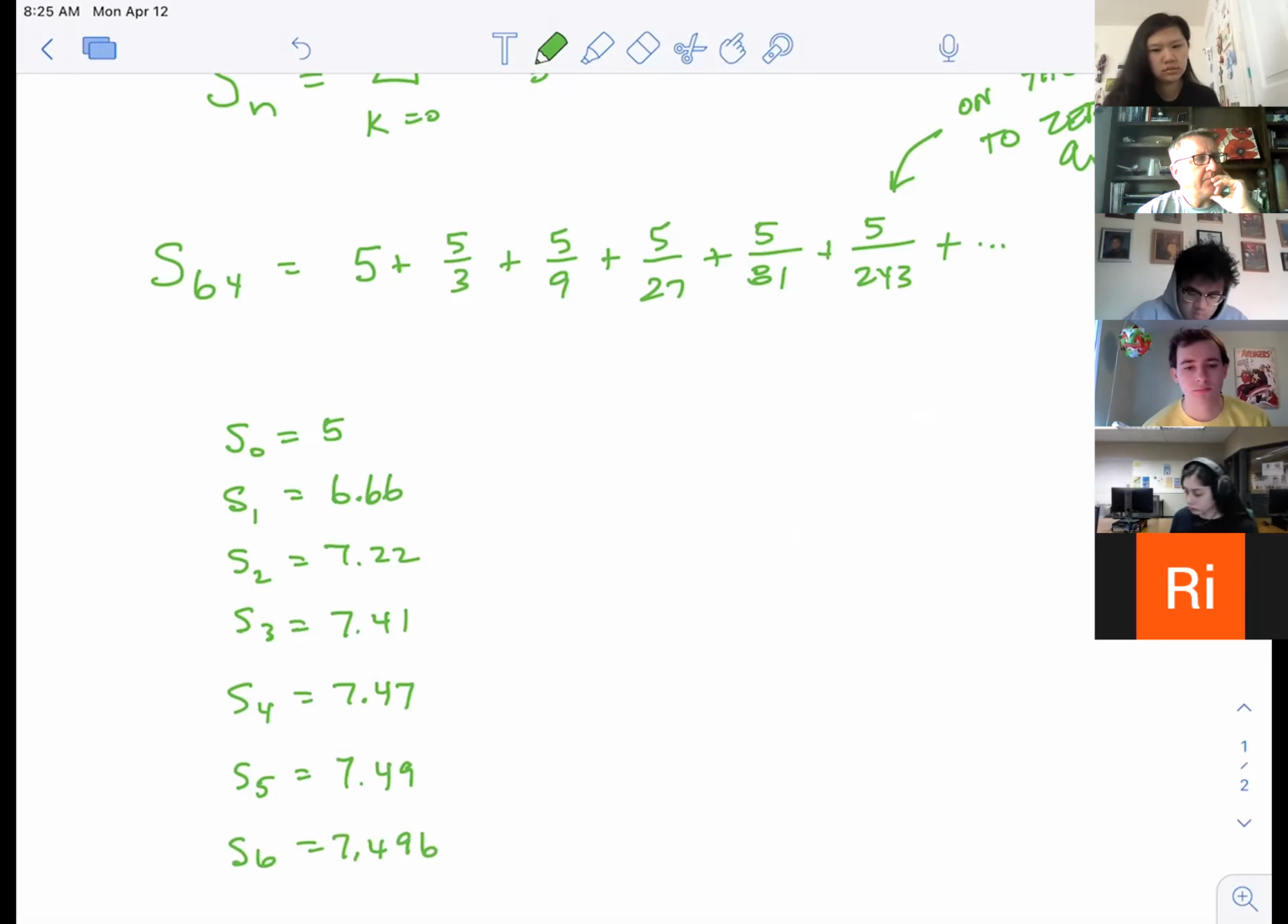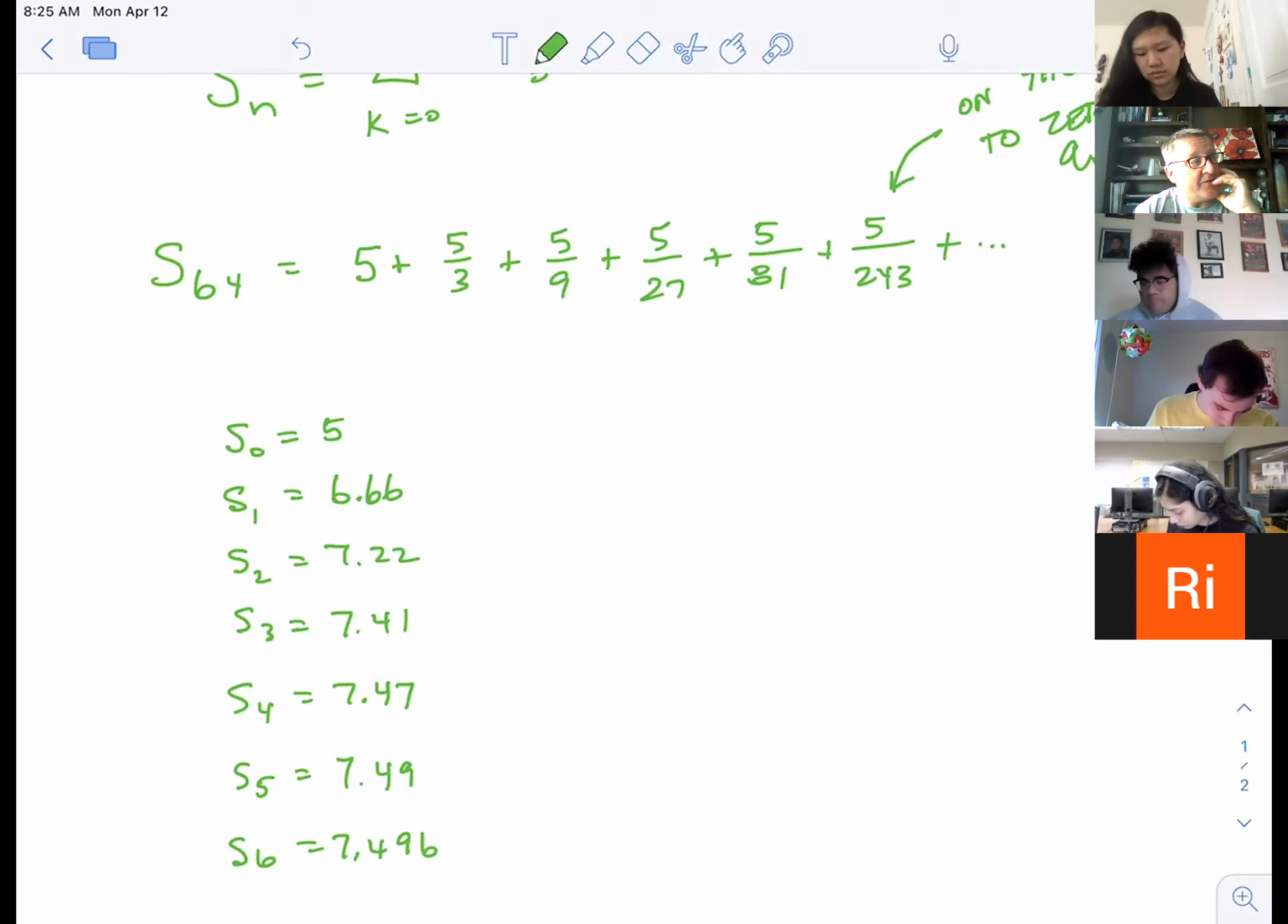Notice I literally listed the first few sums. So S of 0 is 5, since the first number on our list was 5, and then I added 5 plus 5/3 and got 6.66, and then S of 2.